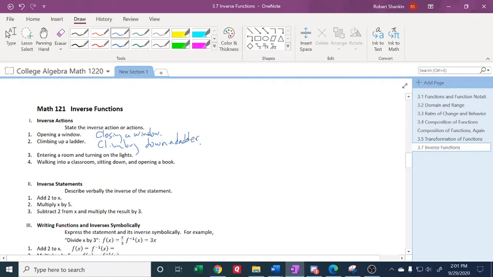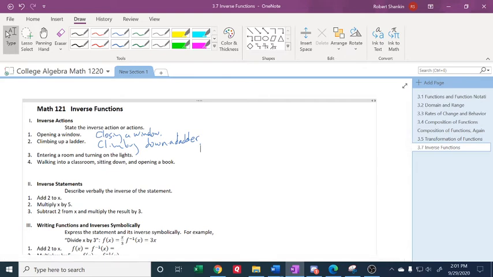Now, let me tell you the point of an inverse. The point of an inverse action or actions is to totally undo the previous, so that when we're done with the first action and its inverse, it's as if nothing had ever happened at all. Completely undoes it. Open a window, close a window, whoop, you're back to your initial position as if nothing had ever happened. You climbed up a ladder, you climbed down, back to as if nothing had ever happened.